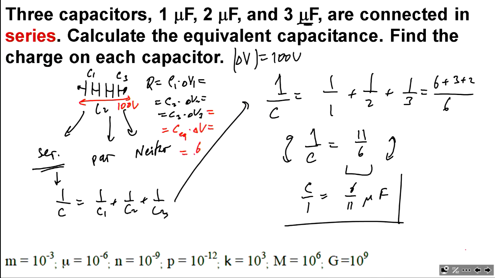So 6 over 11 microfarads times 100 volts. That's going to be coulombs. And don't confuse, please, C, which represents capacitance, and C, which represents coulombs. Not the same.